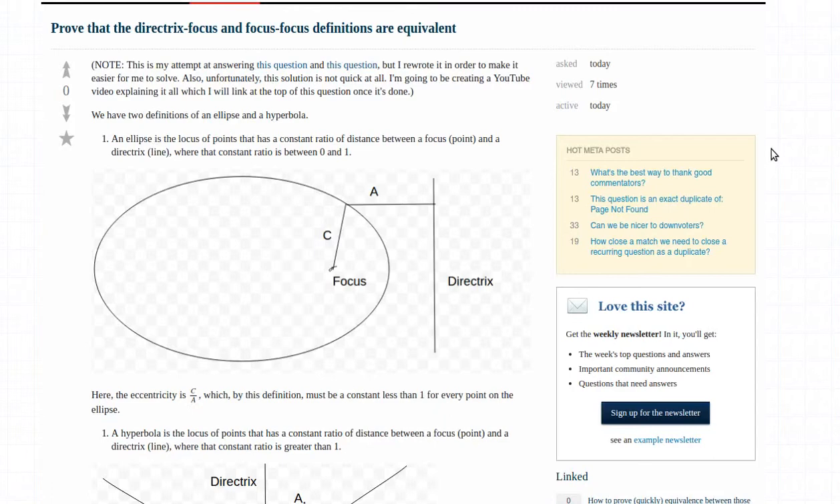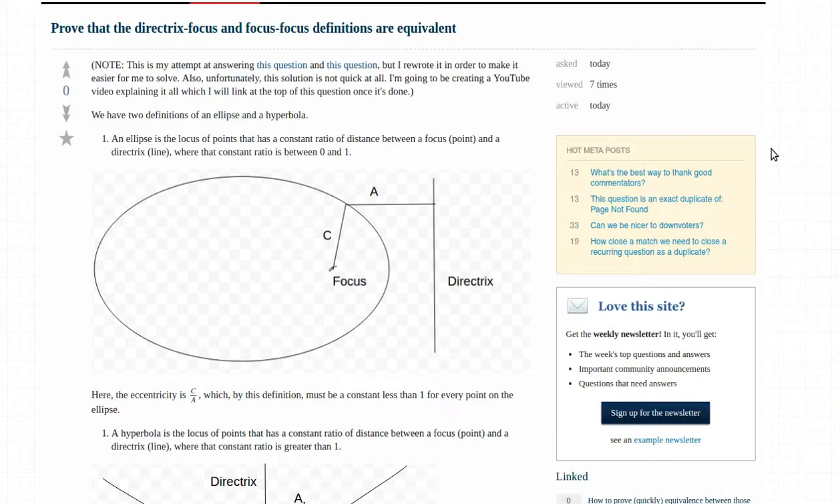Tech, and today we are going to prove that the directrix-focus definition and the focus definitions of an ellipse and a hyperbola are equivalent. I mentioned this in my last video, but I mentioned this very vaguely. Really, I should have done this video first in order to introduce you to these two definitions. And we're not just going to introduce you to these two definitions, I'm going to prove that they're equivalent.